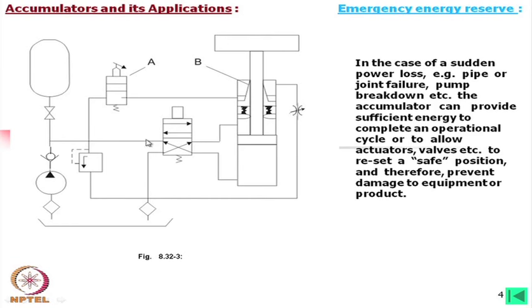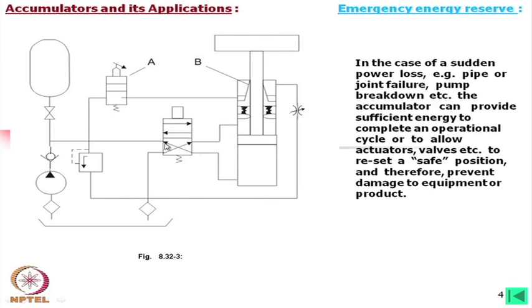Now, in case of any failure here, this oil can go this side, and through this passage the oil will flow to the tank in a controlled manner, and this piston, although it will collapse to its position, will go very slowly. Okay. So in that case this accumulator is helping to prevent the sudden collapse of this cylinder.